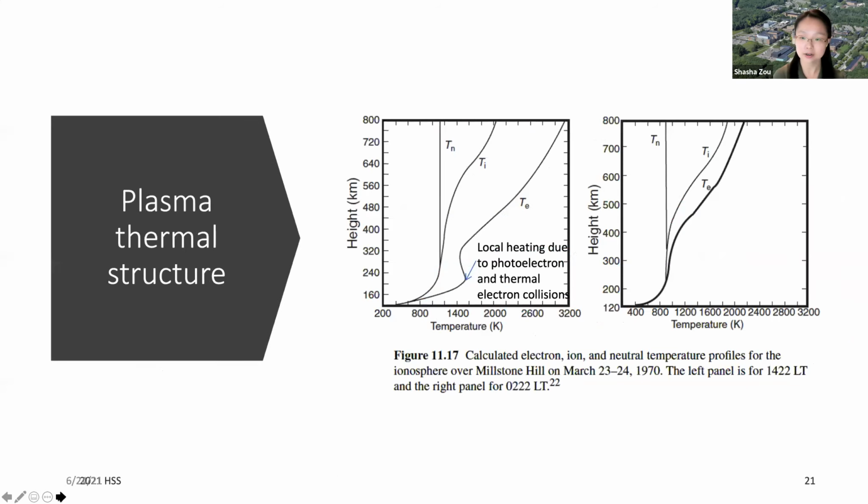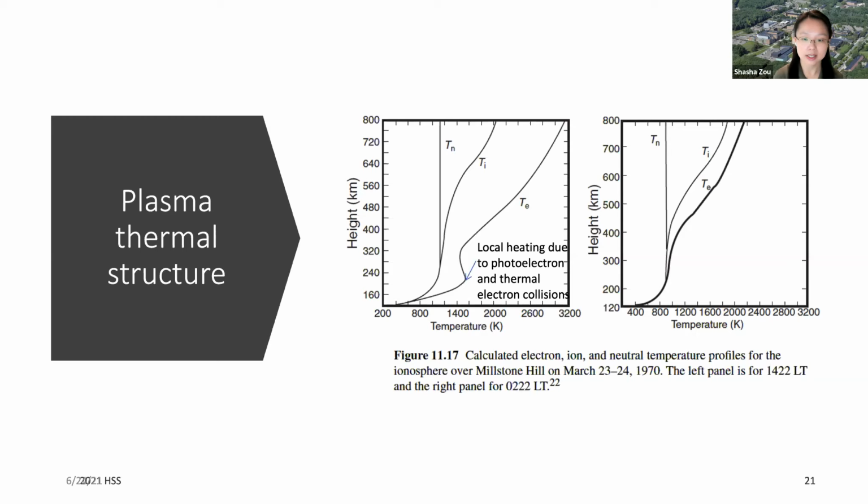That's about the seasonal variation. Next, I want to briefly talk about the plasma thermal structure. We know the thermosphere temperature becomes isothermal above roughly 200 kilometers. And what about those plasma temperatures, right? So we can look at the electron temperature first.